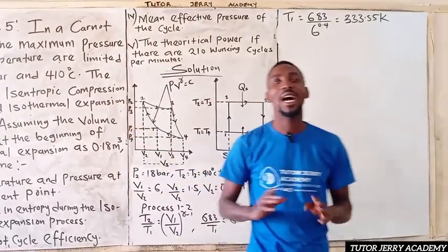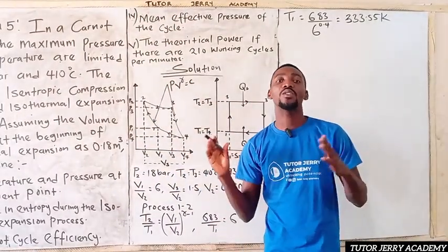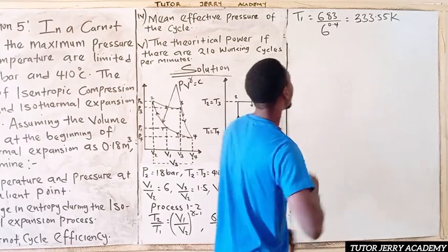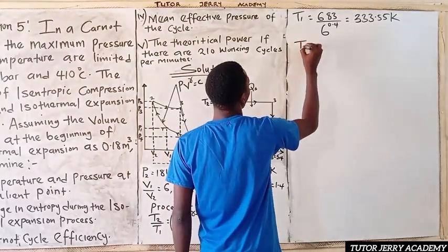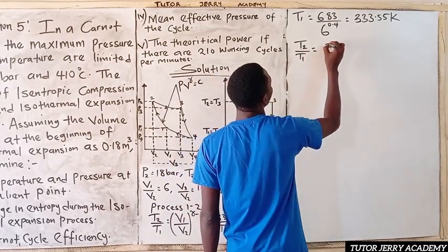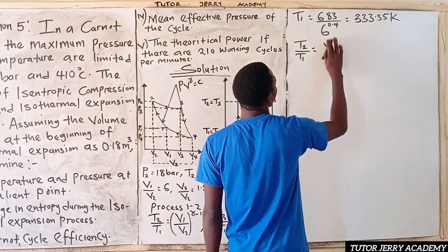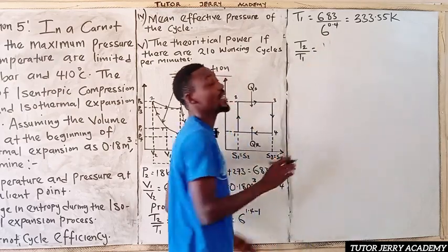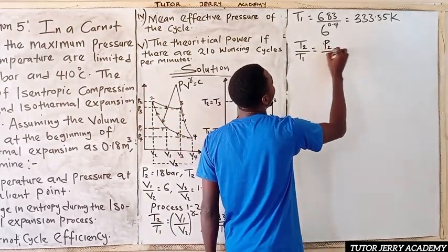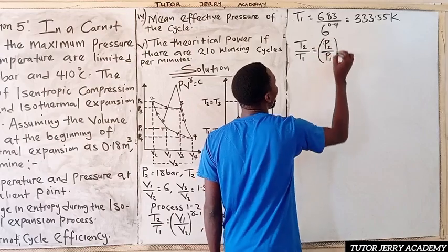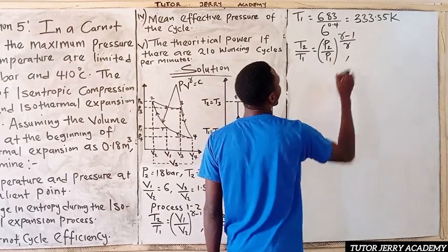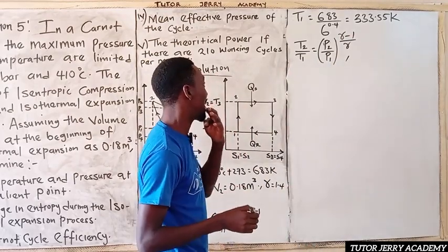All right, so still at process 1 to 2, we are going to relate our temperature with our volume. So T2 all over T1 will be equal to V2. Sorry, we are going to replace it with our pressure, please. So P2 all over P1 all to the power of gamma minus 1 all over gamma, right? Now, let's substitute all the parameters that we have here.